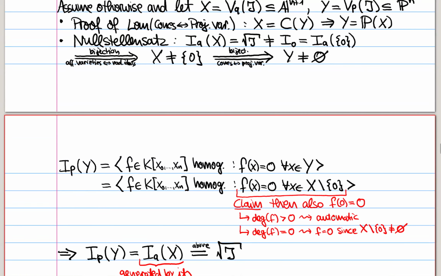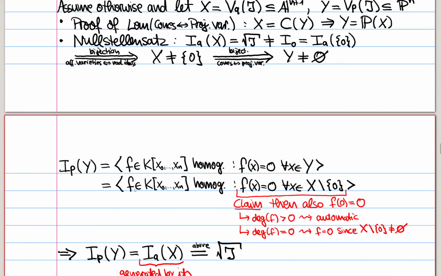And we can distinguish two parts. If f is a homogeneous polynomial of positive degree, then it's automatically vanishing at 0. So that's fine. If it is in R0, so if its degree is 0, then since X minus 0 is not empty, it must actually be the zero polynomial. Otherwise, it wouldn't vanish on X minus 0. If it was a constant nonzero polynomial, it wouldn't vanish here. So the only way left is that f is the zero polynomial, which obviously also vanishes at the origin. So we could distinguish two cases and then finish the claim.